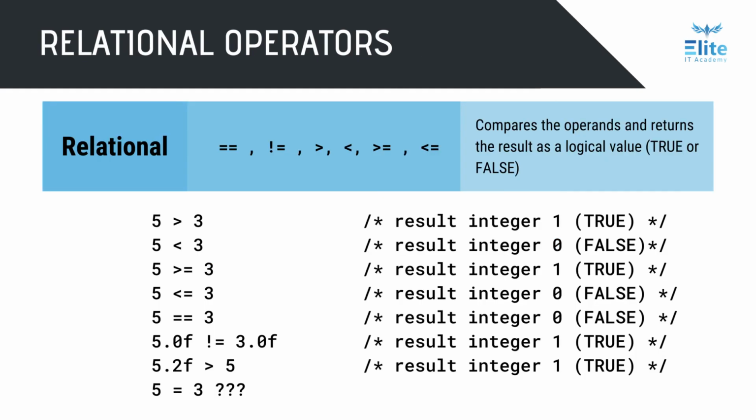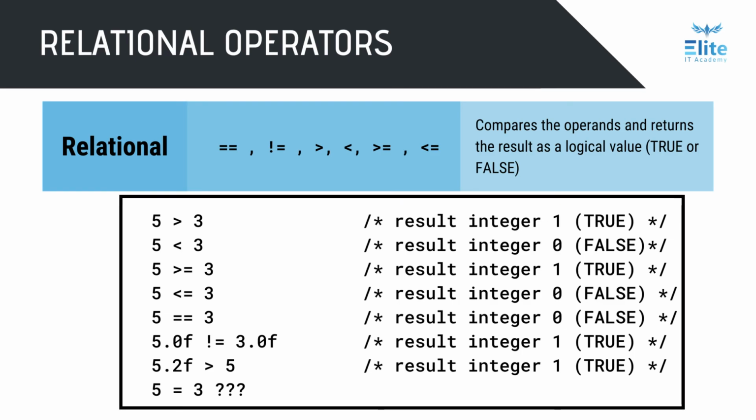The next type of operators are relational operators. Relational operators compare the two operands, and depending on the values, it returns a logical or a Boolean value of true or false. In C, the Boolean value false is 0, and any other non-zero value is treated as true. Relational operands are greater than, less than, greater than or equal to, less than or equal to, equal to, and not equal to. The example shown here shows the result of each of the relational operations.